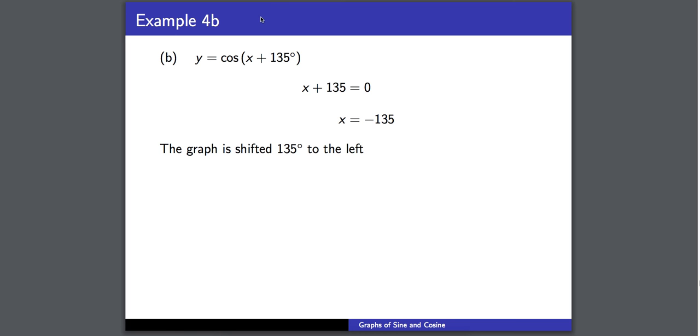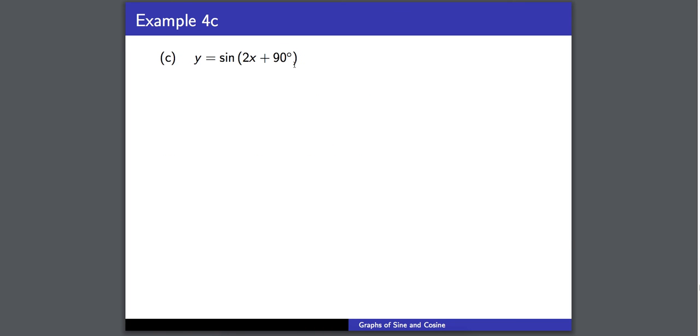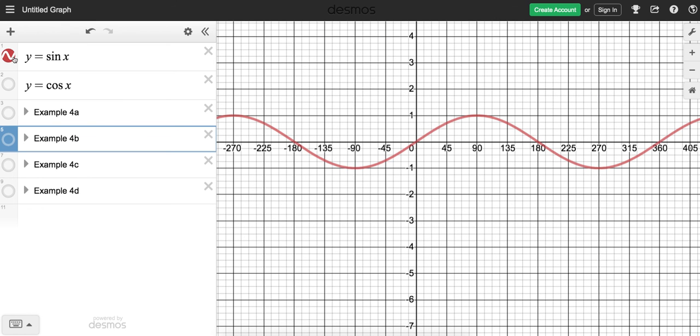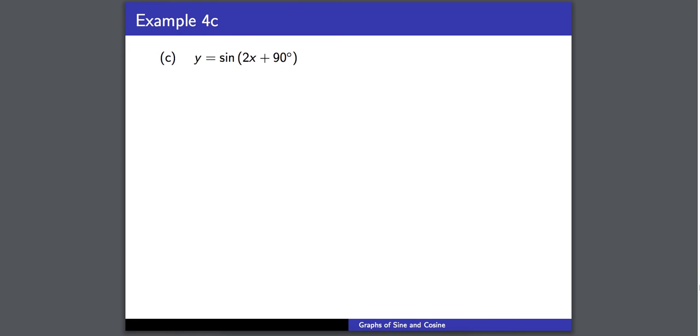Next up, we have sine of 2x plus 90. So here we have a period change by multiplying x by 2, and we have a phase shift as well. However, this time since there is a coefficient for x, since there is a period change, our phase shift is not going to be 90 degrees. So let's again look at sine of x. Here's our sine of x graph, and here is our new graph. So notice again, we got a lot more waves in blue than we did originally in red, and they're offset. So we did have a period change and a phase shift.